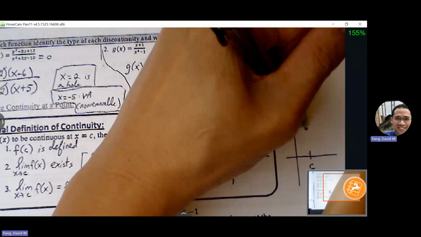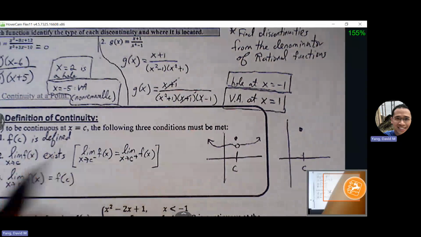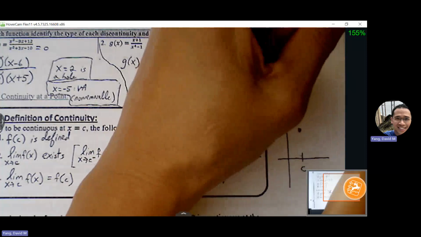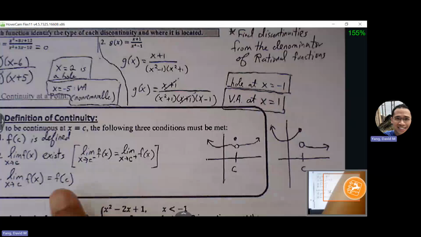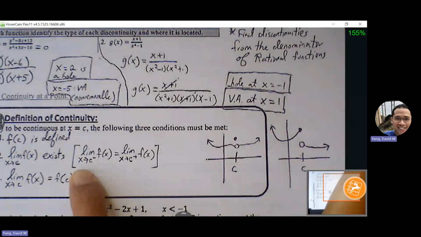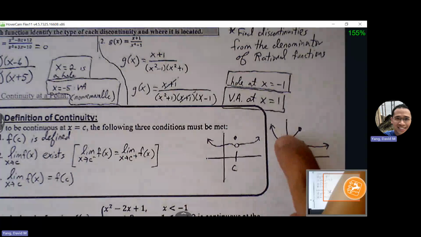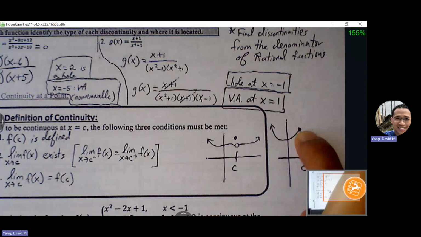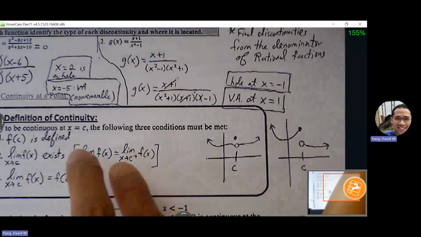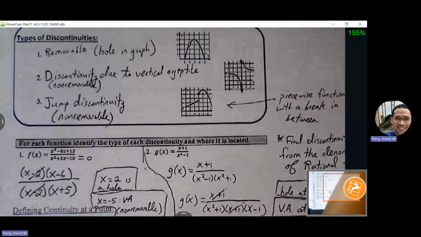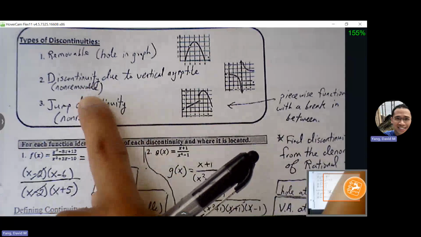Let's say the graph looked like this, right? We have a point that's defined, and then we move on to the second condition. Does the limit exist? And let's say the graph looked like this. Would this pass the second condition? It would not, right? This would fail because if I pick a point to the left of C, it's taking me to a different y value than if I pick a point to the right of C and move towards C. We can definitely tell it would fail the second condition. Then we would say that there's this discontinuity because it's a non-removable discontinuity.